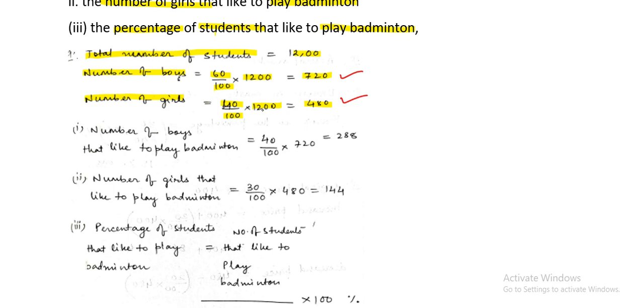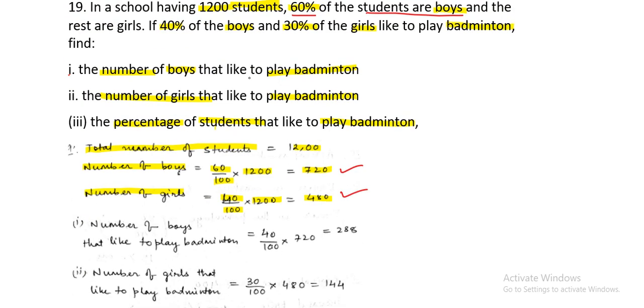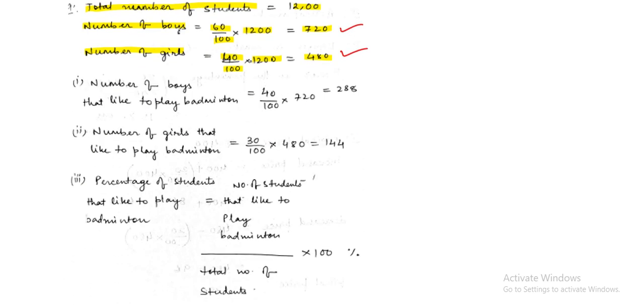Now in bit 1 they are asking to find the number of boys that like to play badminton. And in the question it is given that 40% of the boys like to play badminton. So we will write here number of boys that like to play badminton will be how much? It will be 40% of total boys, that is 720. So 40 by 100 into 720, that is 288.